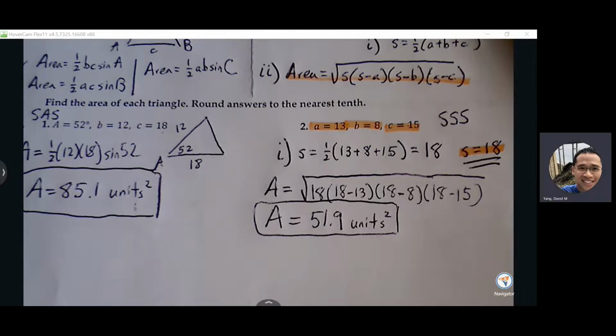Okay, try number 3, and then once you're done with 3, I will put the answer up for that. And then once you're done with that, try number 4. We're just going to try to get through this worksheet, these next few pages.